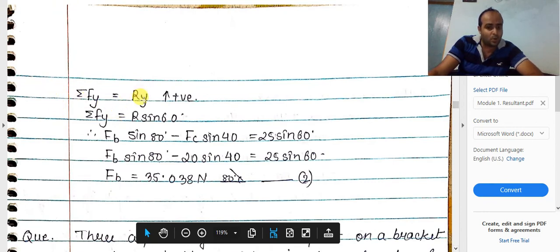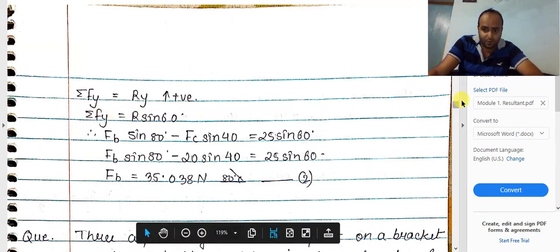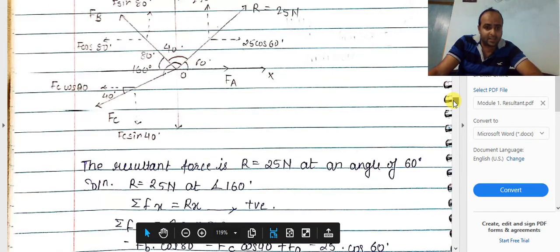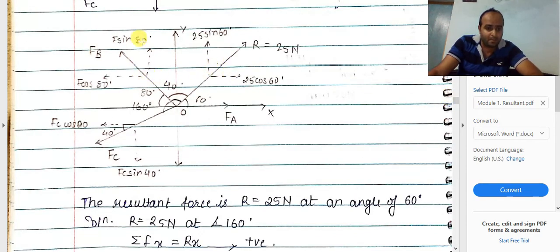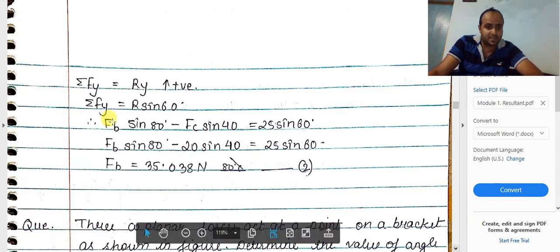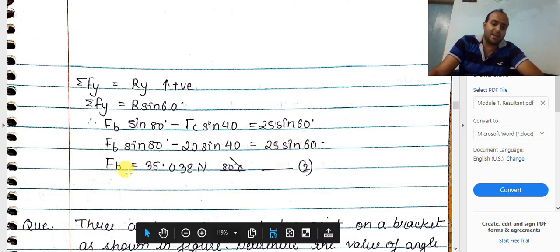Summation Fy is equal to Ry, acting in upward sense as positive, that is summation Fy is R sin 60. Now for framing the equation, better let us go to the diagram and understand and write down the equation. Okay. So this will be plus Fb sin 80 minus Fc sin 40 is equal to 25 sin 60. Since Fc is there with us, Fb sin 80 minus Fc sin 40 is equal to 25 sin 60. Here itself I can get the value of Fb as 35.038 Newton.